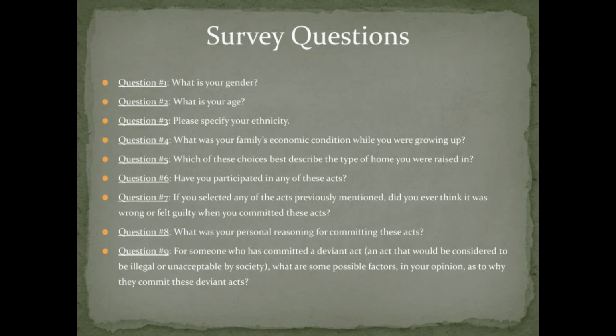So this was a free response question, so the participants were able to freely state why they committed these acts, or their reasoning. Question number 9 was, for someone who has committed a deviant act, and I also included a brief definition of the deviant act, so it's an act that would be considered to be illegal or unacceptable by society. What are some possible factors in your opinion as to why they commit these deviant acts? This was also a free response question because I wanted to see what the participants truly believe in why someone commits a deviant act.